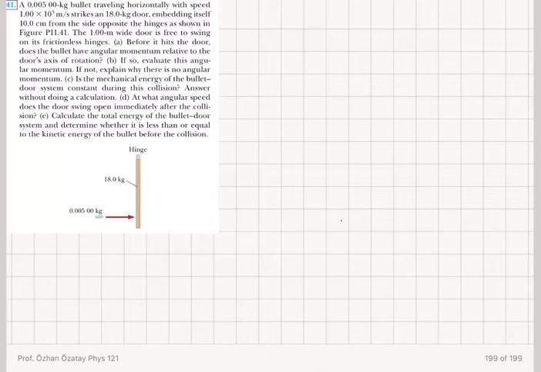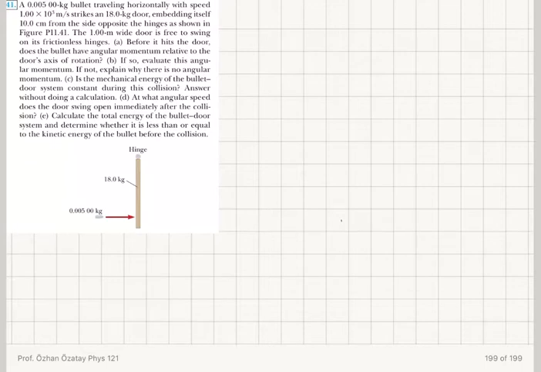Here is one more example for angular momentum. A 0.005 kilogram bullet traveling horizontally with speed 1 times 10 to 3 meters per second strikes an 18 kilogram door, embedding itself 10 centimeters from the side opposite the hinges as shown in the figure. The 1 meter wide door is free to swing on its frictionless hinges.